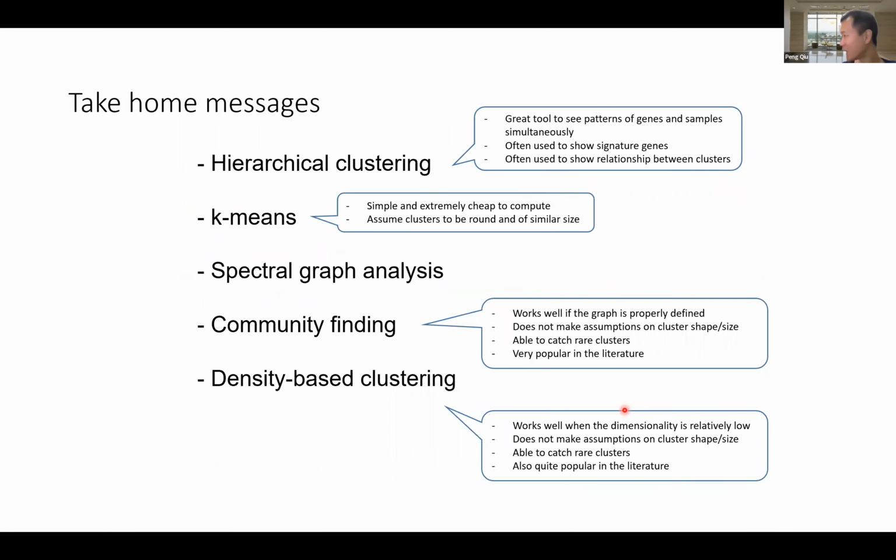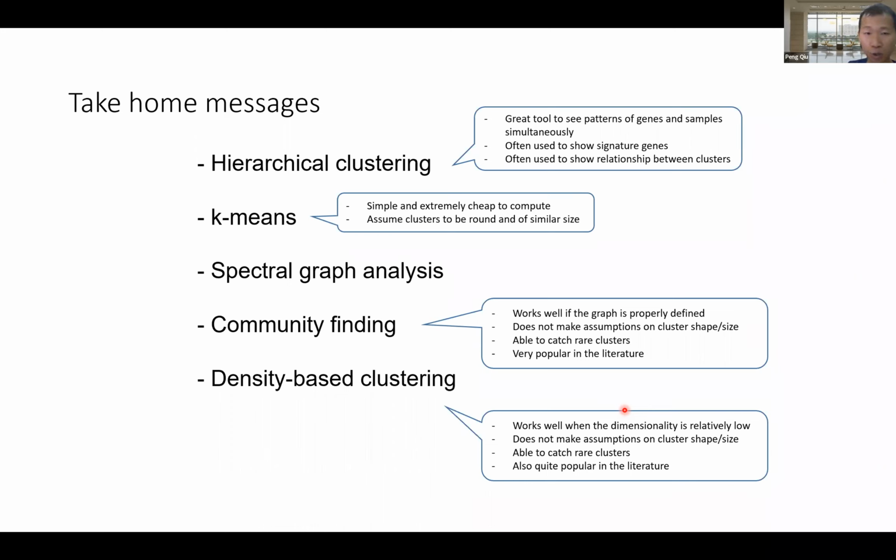So the take-home message about all these 5 clustering algorithms so far is that hierarchical clustering is a very popular algorithm. It induces this tree structure and ordering of rows and columns so that you see these blocks, and these are very easy for you to interpret, say, marker genes or signatures for different types or clusters. So for visualization purposes, I would say hierarchical clustering is the best one to go with.